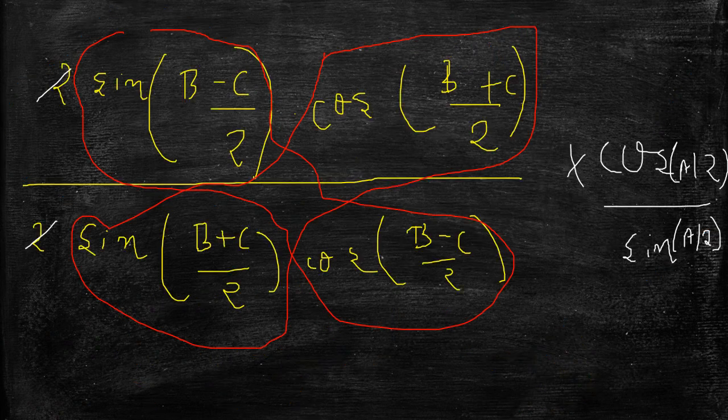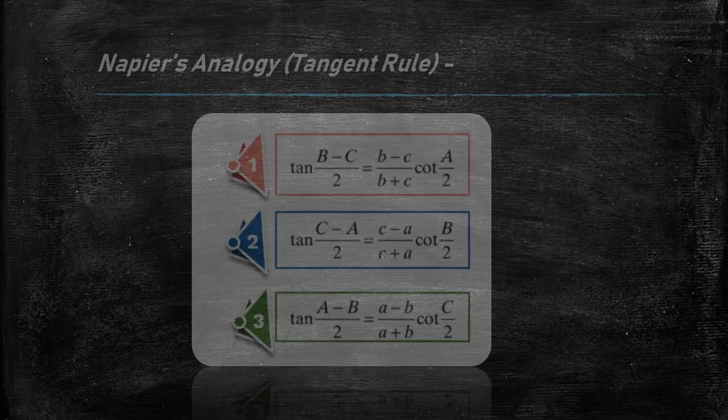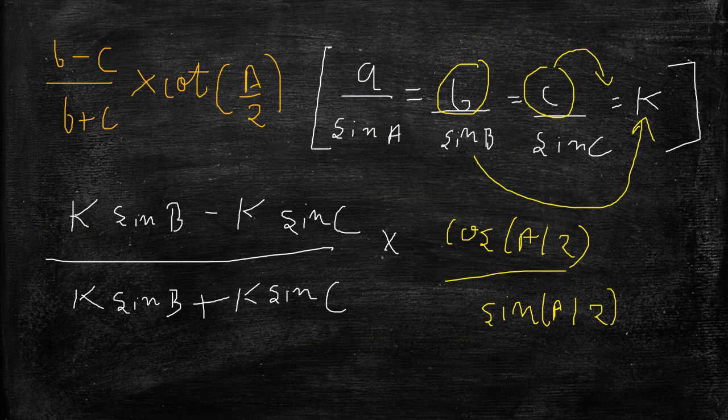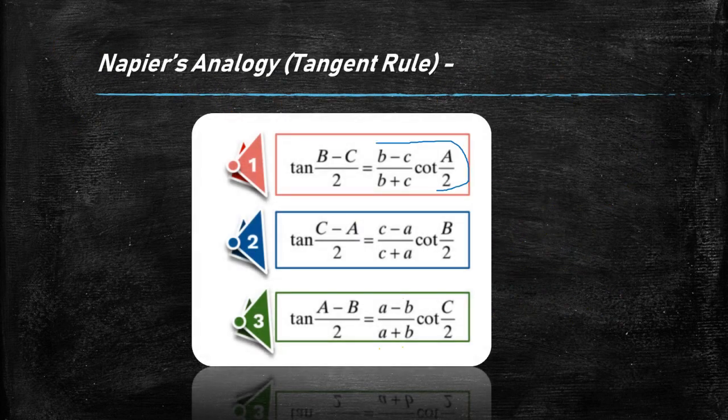So from this much hard work, I get (B minus C) by (B plus C) into cot of A by 2 is equal to tan of (B minus C) by 2. In a similar way, I can prove that tan of (C minus A) by 2 is (C minus A) by (C plus A) into cot B by 2, and tan of (A minus B) by 2 is (A minus B) by (A plus B) into cot C by 2. So this is my Napier's analogy or tangent rule. I can write down this tangent rule also.